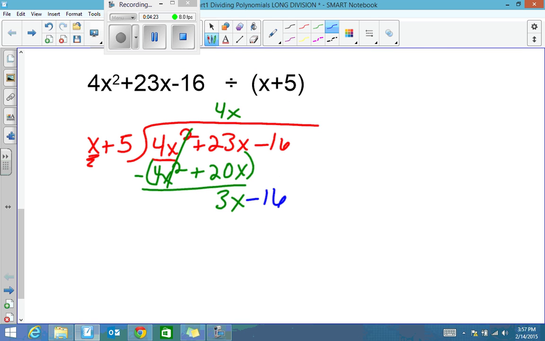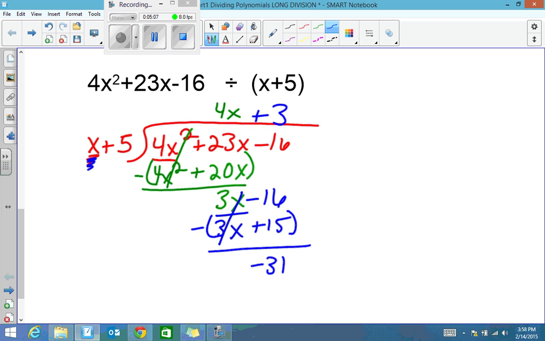And we again ask the question, what do we have to multiply this x by to equal 3x? And the answer would be a 3. So again, we write that 3 above the constant term in our polynomial, and we distribute that 3. So 3 times x is 3x. 3 times 5 is 15. And then we're going to subtract, again, both of those terms. So 3x minus 3x is 0, so those will cancel. Negative 16 minus 15 gives us negative 31.